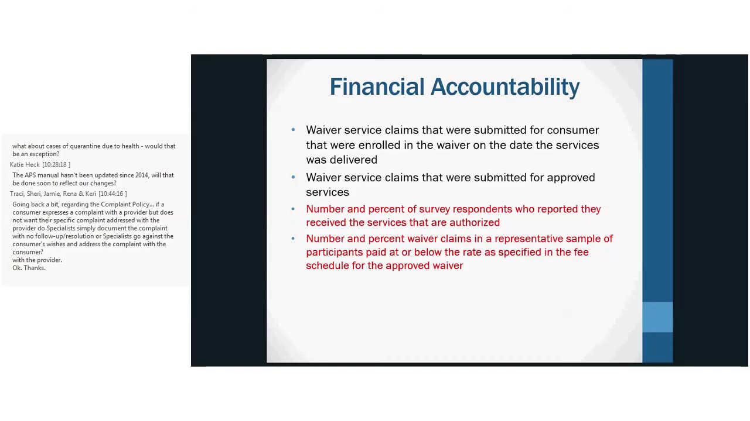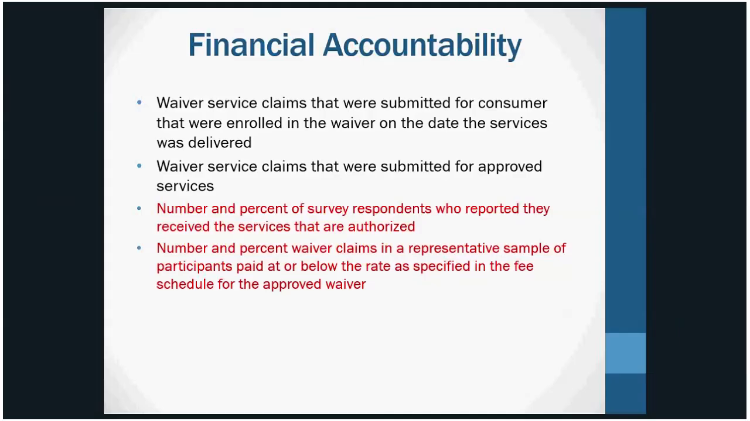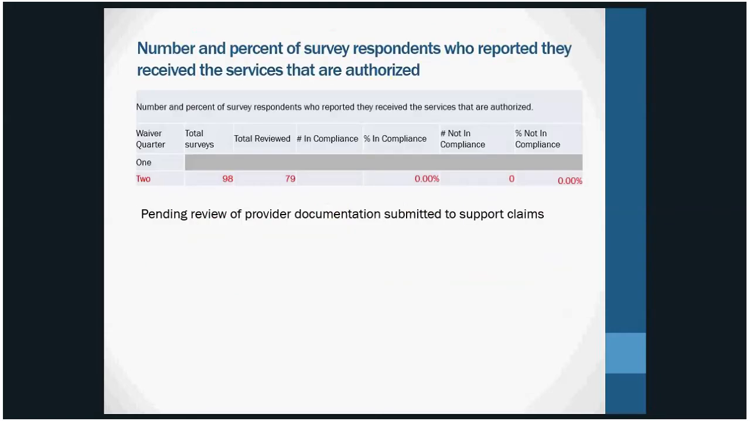The next area is financial accountability, and as you'll see, there's a couple in red. Those are the two newer performance measures that were added with the October 1st, 2016 waiver renewal. We've reviewed them a couple times, but we're still figuring out exactly what we need to do in those areas. So the first one here, and we're really just reviewing those second two, is the number and percent of survey respondents who reported they received the services that are authorized.